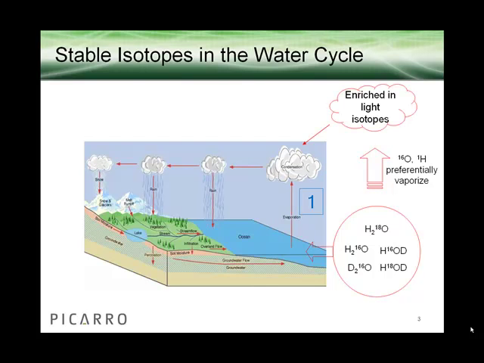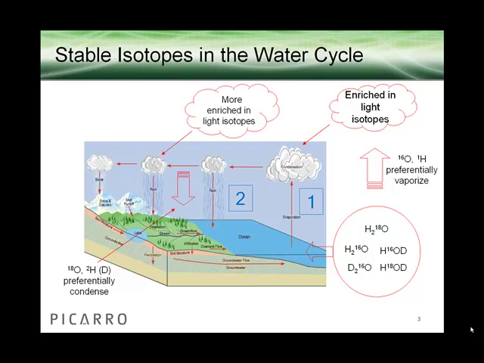As the clouds travel and move over continental land masses, condensation occurs, with the heavy isotopes being preferentially precipitated. That leads to clouds that are further enriched in the lighter isotopes or depleted in the heavy isotopes. Additional precipitation events repeat this process. So, in general, areas further from the oceans have water that is more depleted in the heavy isotopes. This leads to an abundance of potential applications.